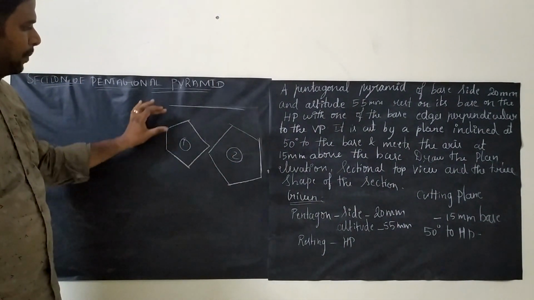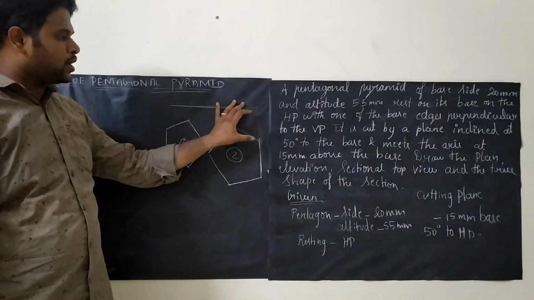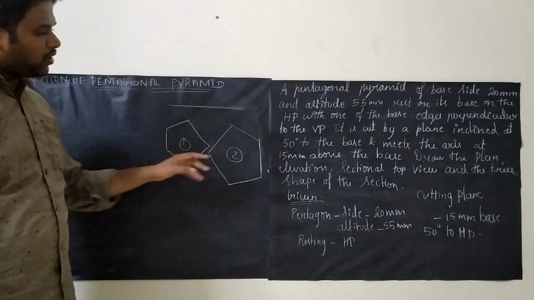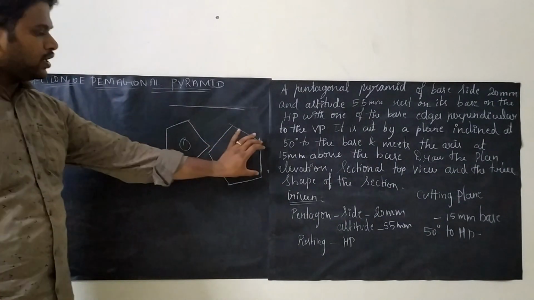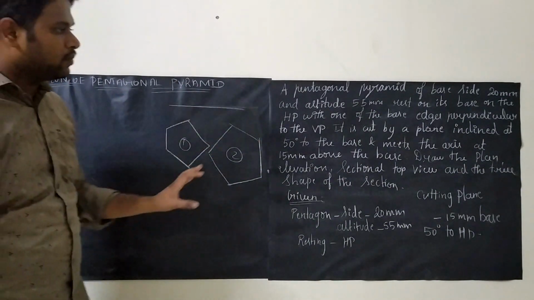The base edge will be perpendicular to VP. Both these diagrams are correct. We can draw anything, so I will be going with the second one. So here see, the base edge is perpendicular to VP.